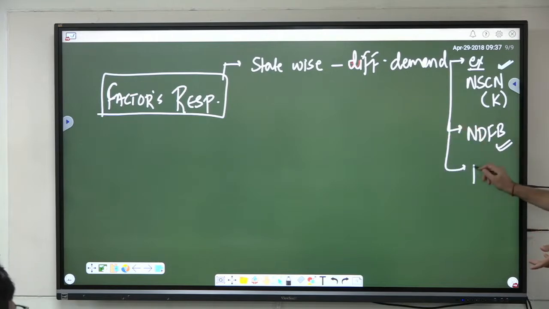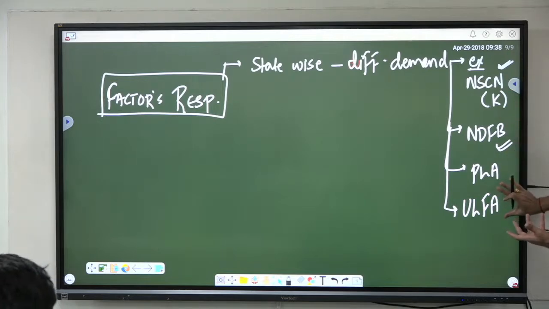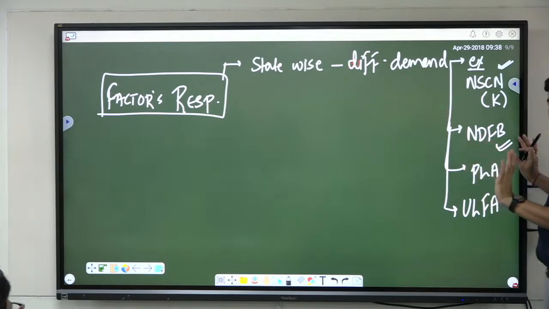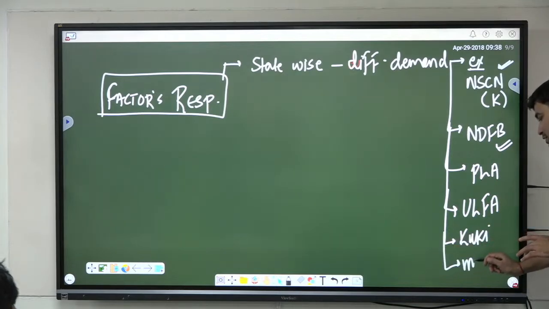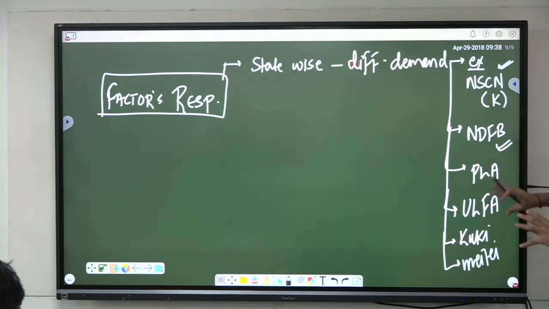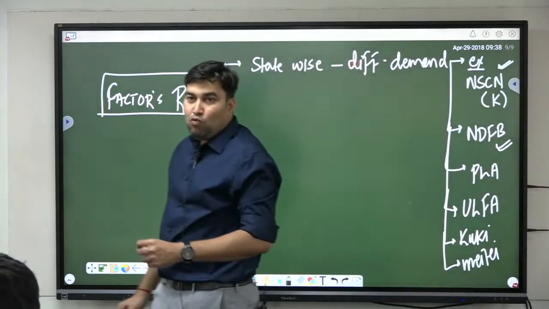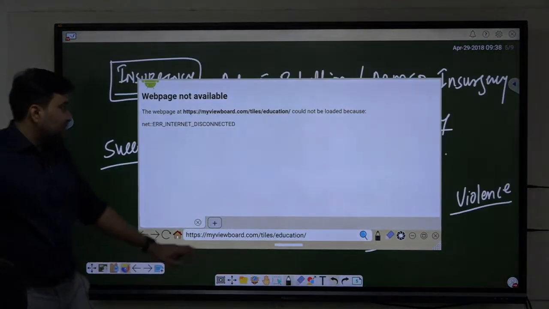Similarly, the People's Liberation Army in Manipur has a different demand. After that, the United Liberation Front of Assam has a different demand. That means there are different tribes in different states which have their own unique demands. Getting the idea? Recently, the Kukis' demand is something different and the Meiteis' is something different. That means within the state there are n number of tribal groups and each tribal group has its own demand. But in general, if you try to understand the factors responsible for insurgency, what we can say is that if you try to understand this map of India, then you will understand the following reasons.